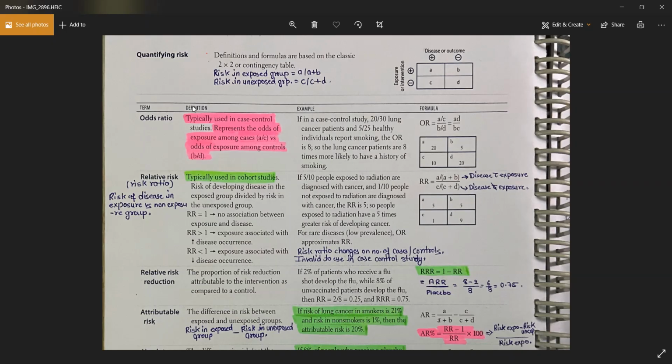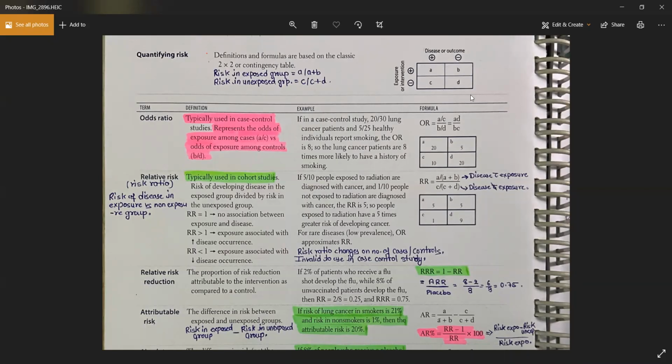Okay, so for example, in the diseased group, what are the chances of an individual being a smoker? This would be A. And what are the chances of not being a smoker? This would be C. Both of them have lung cancer, but what are the chances of actually having a smoking status? This would be A by C.